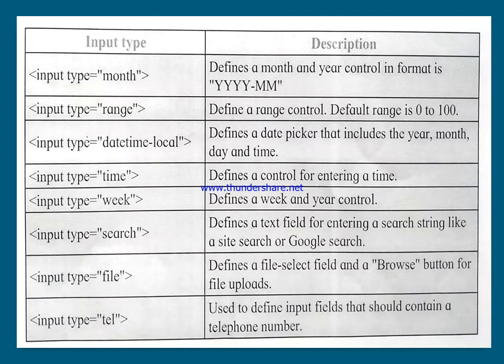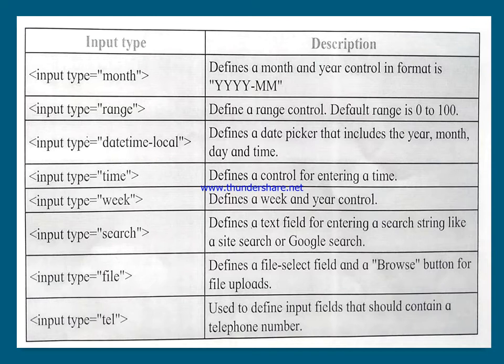Now next is input type equal to range. So it defines the range. That means if you want to set a value which falls in between 2 numbers, then you can use input type equal to range. The default range is 0 to 100.